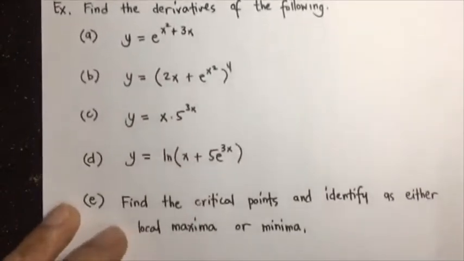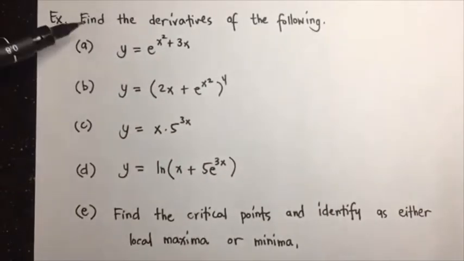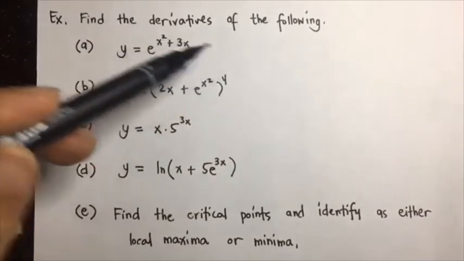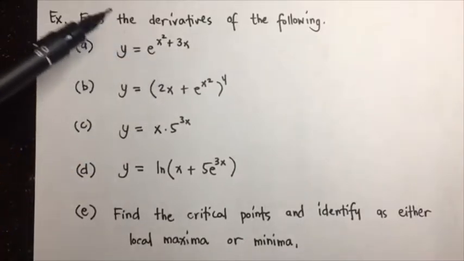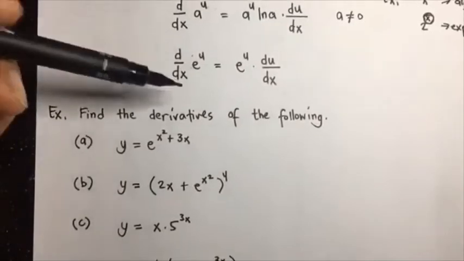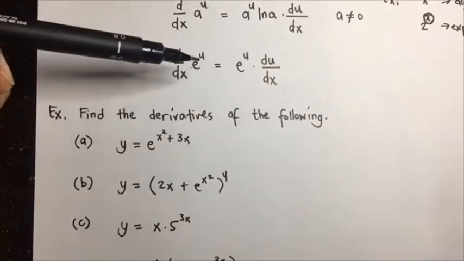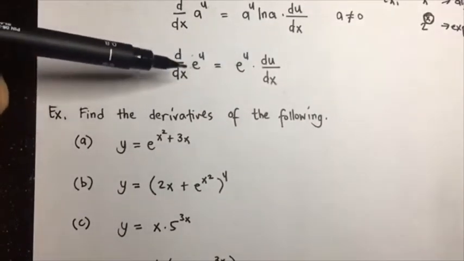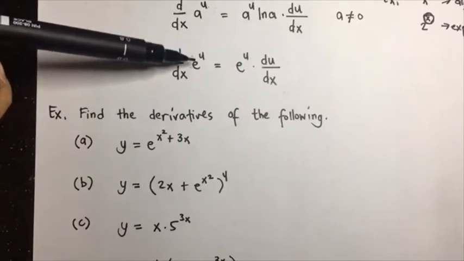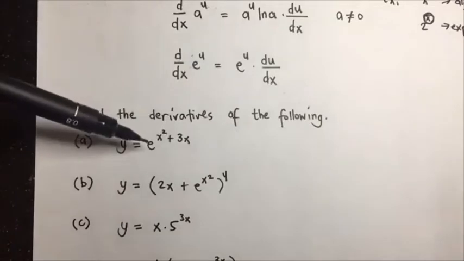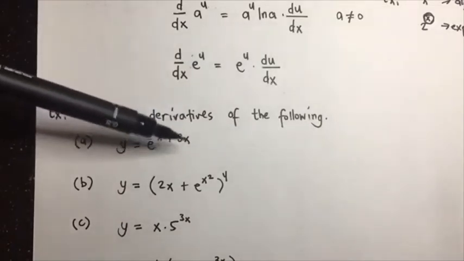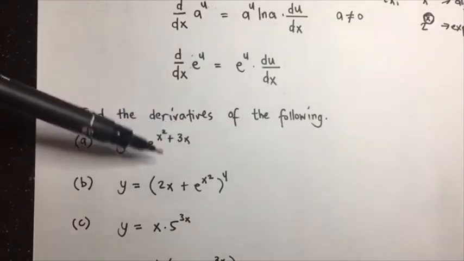So let's apply those formulas in some examples. So number 1, find the derivatives of the following. y is equal to e raised to x squared plus 3x. So obviously this is a direct use of the second formula. So the derivative of e to the u is equal to e to the u times du over dx. So our u here is x squared plus 3x.